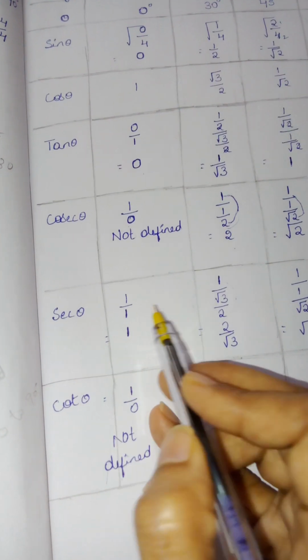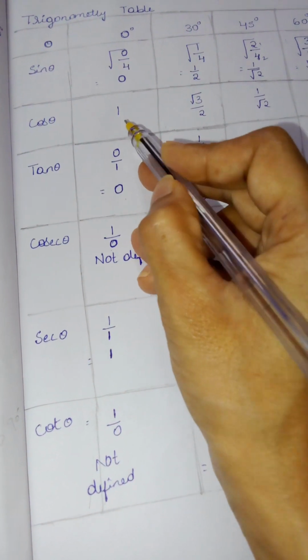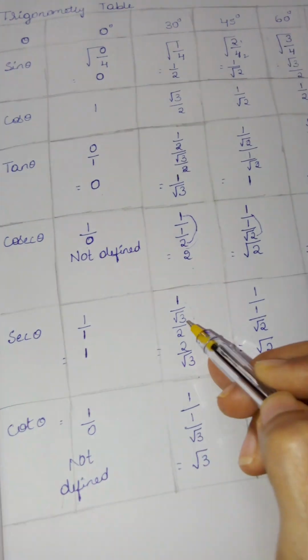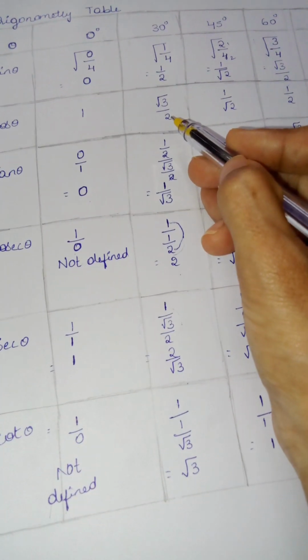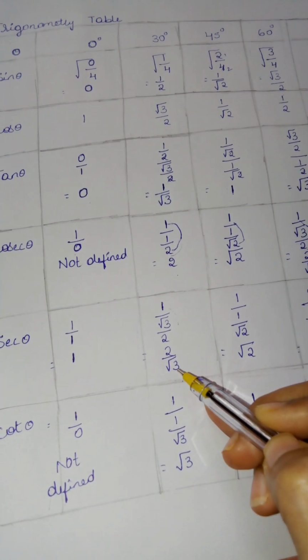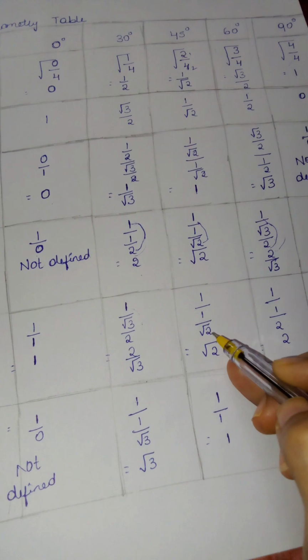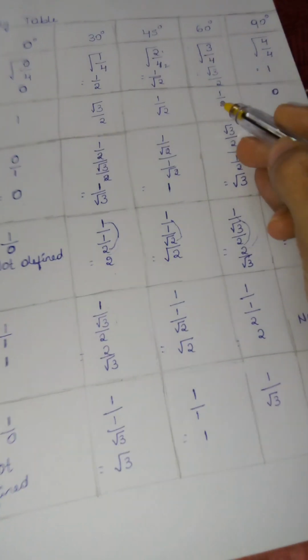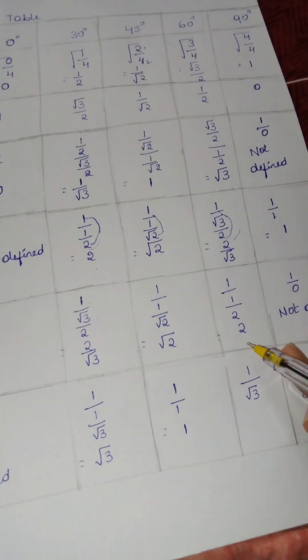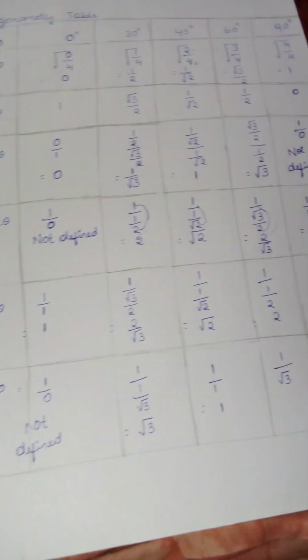So secant theta is 1/cos theta. So 1/cos theta is 1. 1/1 is 1. So 1/cos theta. 1/(√3/2). That is 2/√3. 1/(1/√2). That is root 2. 1/(1/2). That is 2. 1/0 that is not defined.